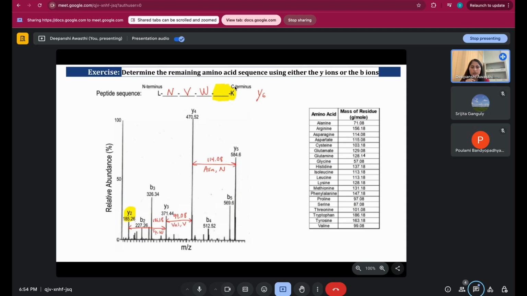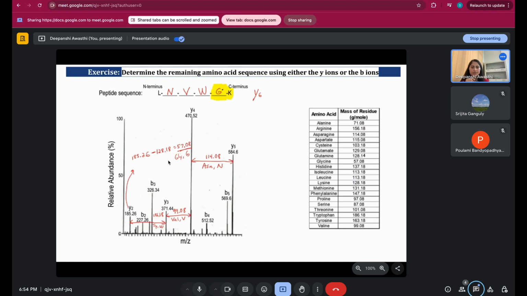185.26, and we already know that Y2 will contain K and this particular residue which is present at the fifth position. So now if we subtract the mass of the K from 185, it will give us the mass of the residue at the fifth position. K is lysine, it has the mass of 128.18 if you see the table. So we will subtract 128.18 from this 185, we will get 57.08 which corresponds to glycine. So in that way we will fill glycine.